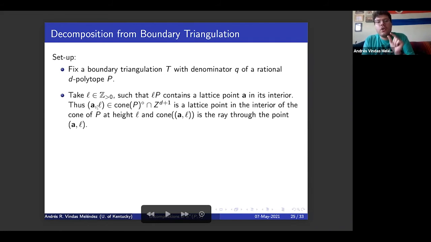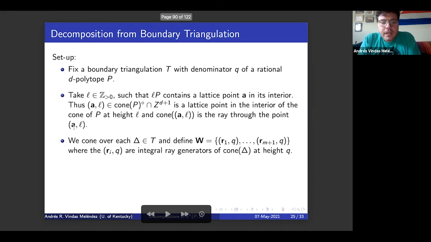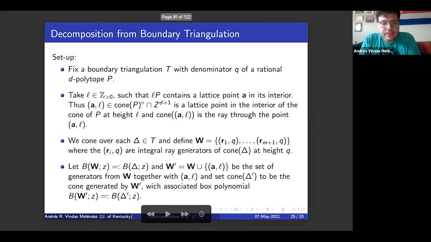And so when I cone, such that this point A comma L is a point in the interior of the cone of P, okay? And so when I cone over A comma L, that's literally just a ray through the point A comma L, okay? So we cone over each of the simplices in the triangulation, and again, we define our integral ray generators to be R sub I Q, where these are now at height Q, okay?